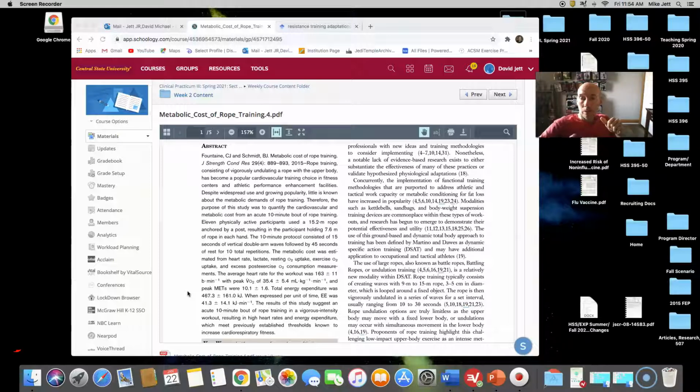So before we look at what our next step would be, let's take a look at what the abstract says. So in the abstract, again, it's going to tell you, this is the full reference, okay, right here. So Fontaine and Schmidt, then it has the title, Metabolic Cost of Rope Training. It lists the journal that this article is found in. So in this case, this abbreviation is the Journal of Strength and Conditioning Research, which is a journal put out by the NSCA. The NSCA is who makes the textbook for the Essentials of Strength and Conditioning book, okay? So this is a very, very well respected journal in the strength and conditioning and fitness environment, okay?